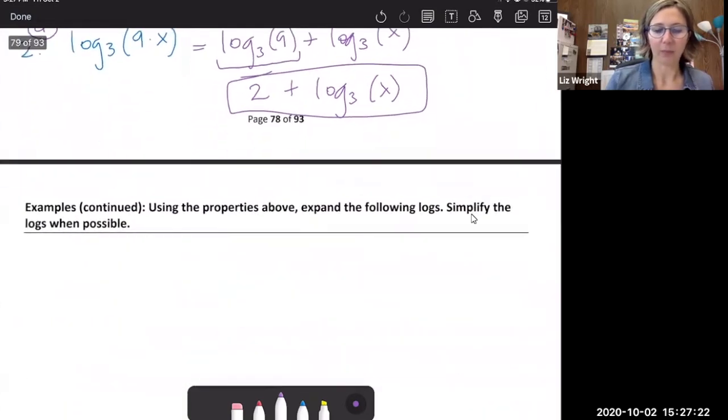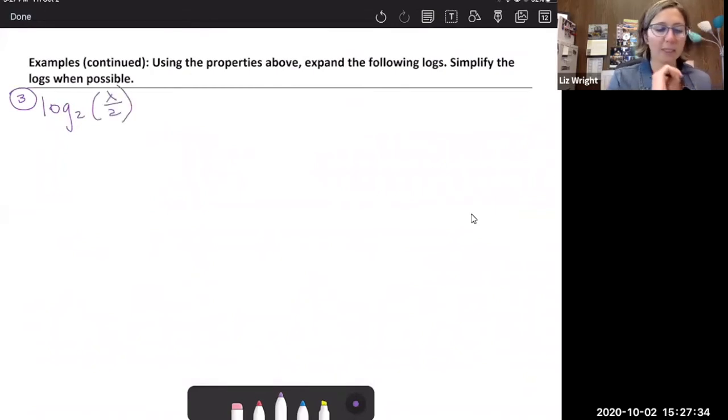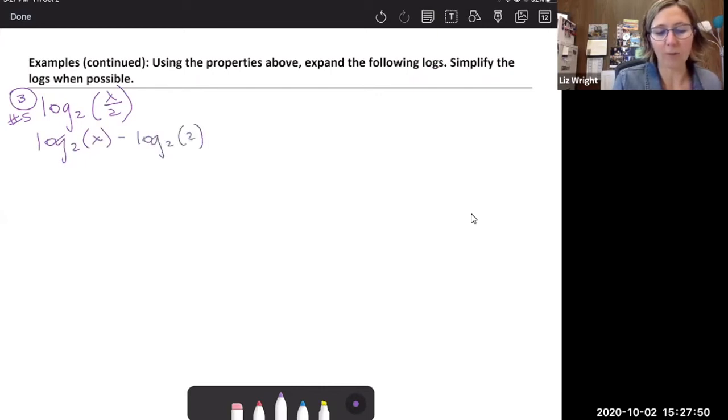Let's try another example. So number 3, we're going to have log base 2 of x over 2. Which one does this look like? Which one are we going to be using for this one? And you should say number 5. So we're going to be using property number 5, and it's going to be log base 2 of x minus log base 2 of 2. So the log base 2 of x is going to stay like this.